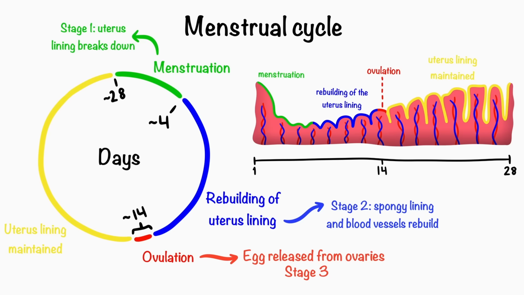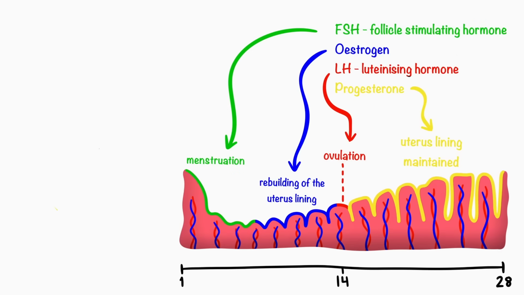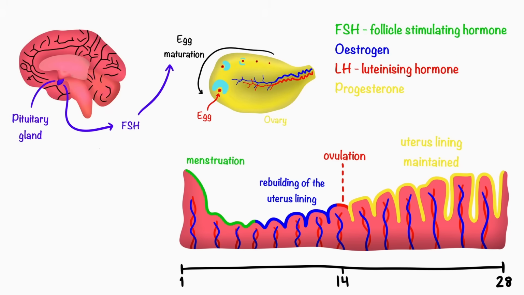This is called ovulation. In stage 4, the uterus wall is then maintained for about 14 days until day 28. If no fertilized egg has implanted in the uterus wall by this time, the spongy lining starts to break down and the cycle begins again. This cycle is controlled by a complex interplay of four hormones: follicle stimulating hormone, luteinizing hormone, estrogen, and progesterone.